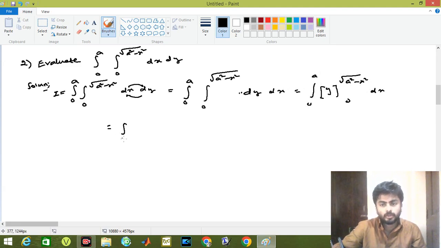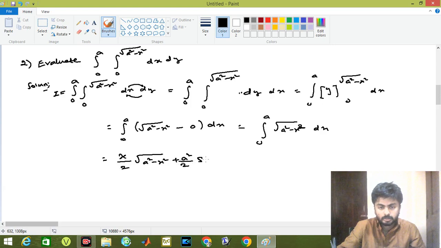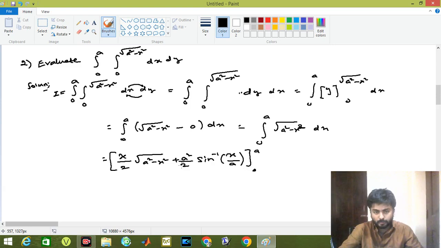So that is equal to integral 0 to a, root of a square minus x square minus 0, dx. That is equal to integral 0 to a root of a square minus x square dx. For the integration of root of a square minus x square dx, you have the formula x by 2 root of a square minus x square plus a square by 2 sine inverse of x by a. The limits are 0 to a.